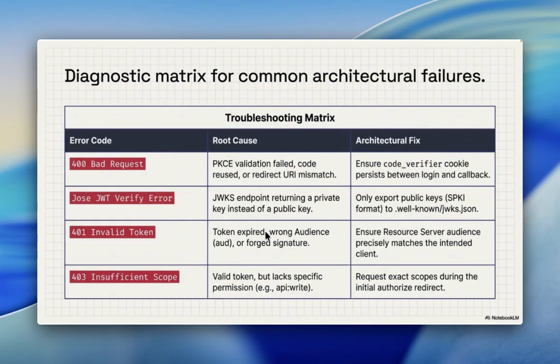The diagnostic matrix for common architecture failures: 400 bad request. The root cause is PKCE validation failed, code reused, or redirect URI mismatch. Architectural fix: ensure the code_verifier cookie persisted between login and callback. Error: JWT verify error, JWKS endpoint returning a private key instead of a public key. Fix: only export public keys in SPKI format to the well-known JWKS endpoint. 401 invalid token: expired, wrong audience, or a forged signature. Ensure the resource server's audience precisely matches the intended client. 403 insufficient scope: valid token but lacks specific permissions. Request exact scopes during the initial authorization redirect.